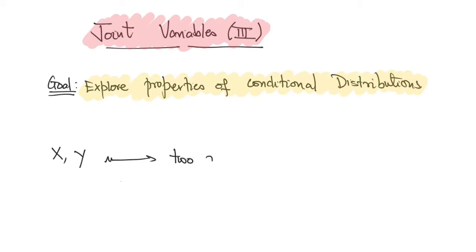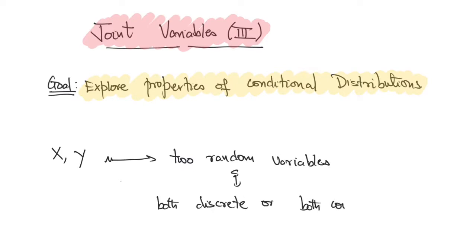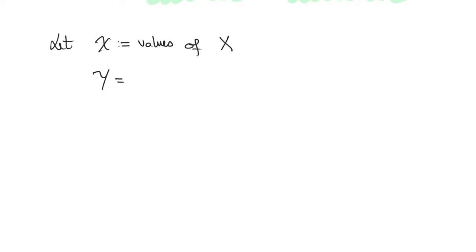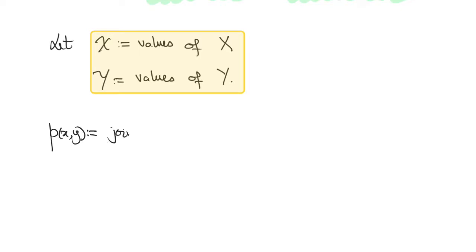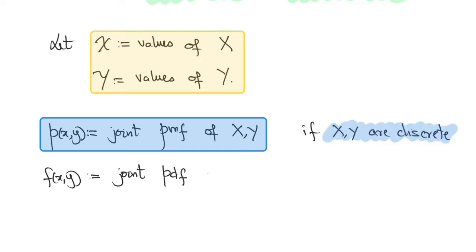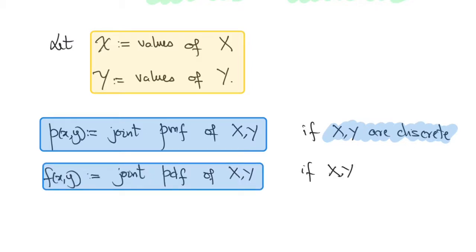So let's set up. Let X and Y be two random variables, and we will assume, for simplicity, that both X and Y are discrete or they are both continuous. In this setting, let script X be the set of values of the random variable X and script Y be the set of values for the random variable Y. Then p_{X,Y} will be the joint PMF of X,Y if X and Y are discrete, and f_{X,Y} is going to be the joint PDF of X,Y if X and Y are continuous.